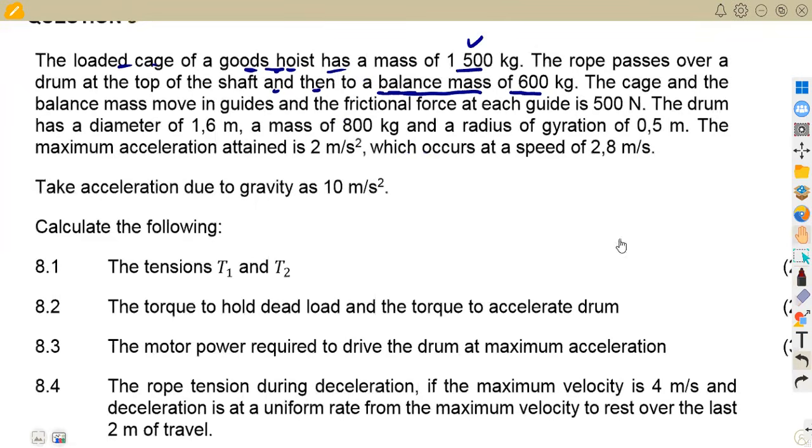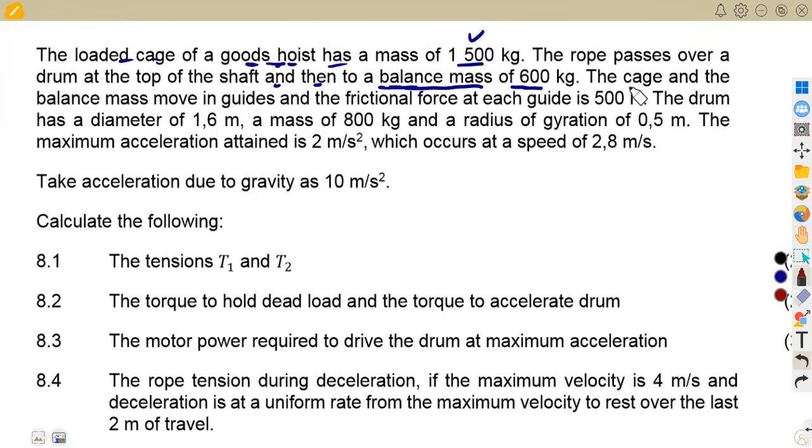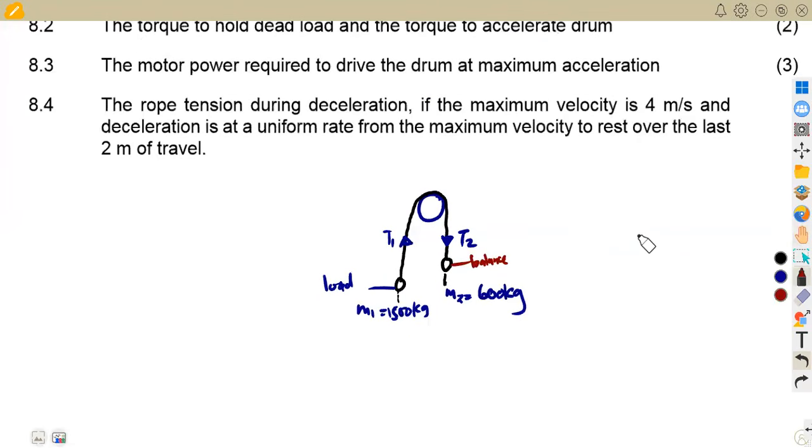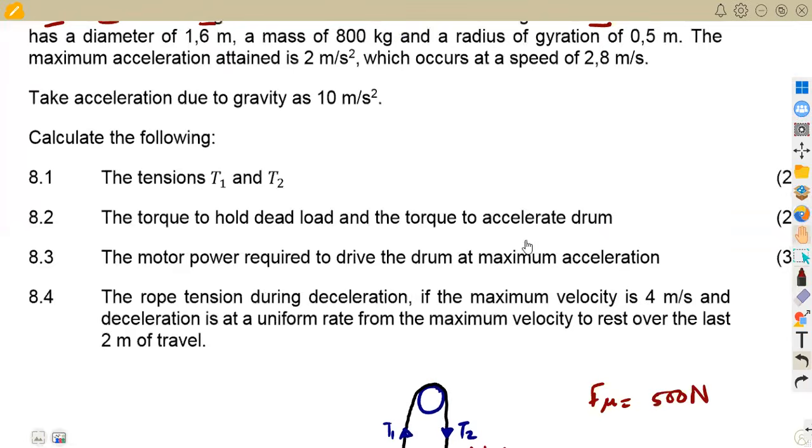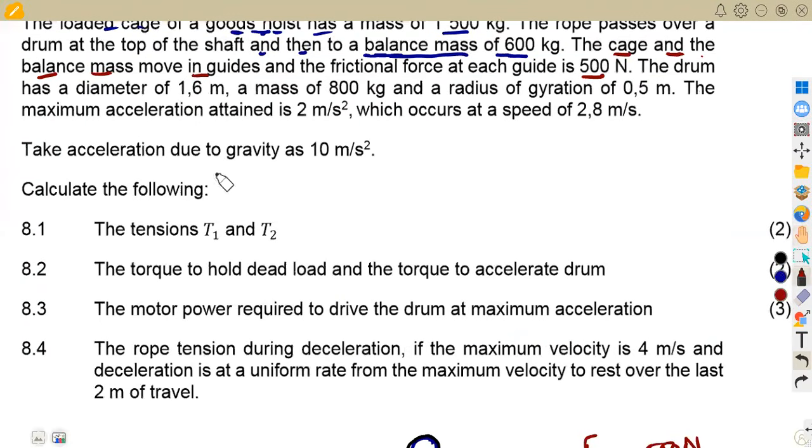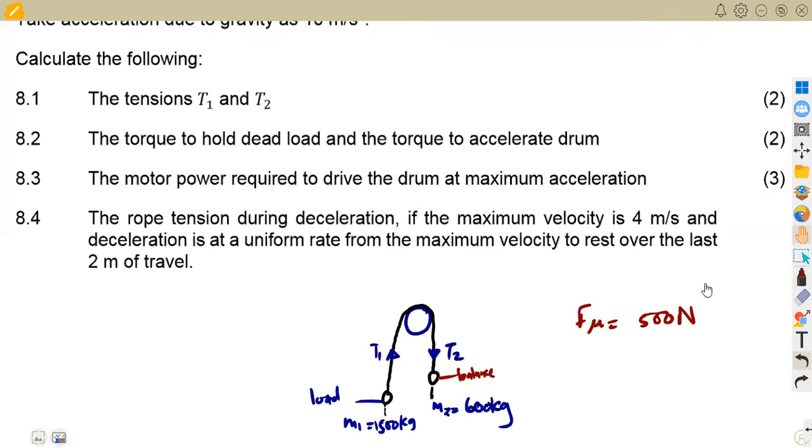Then the cage and the balance mass move in guides, and the frictional force at each guide is 500 Newton. So the frictional force affecting both is given as 500 Newton. Then what else? The drum has a diameter of 1.6 meters and a mass of 800 kgs. So this is the information that is affecting the drum.